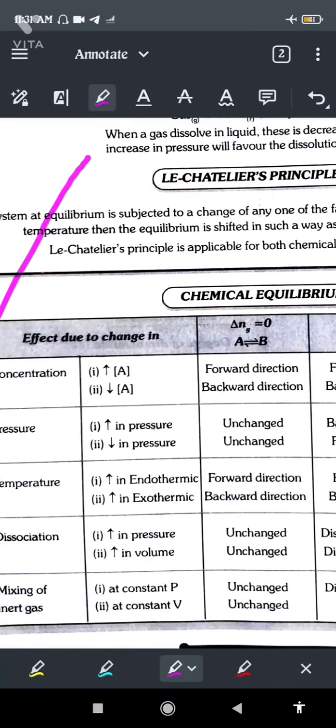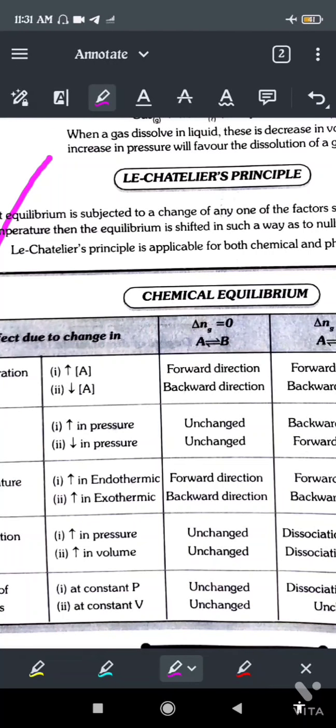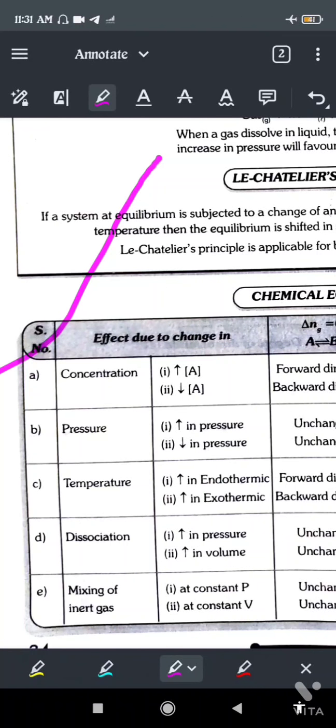If the temperature is increasing in an endothermic process and del n is 0, then the reaction will go in the forward direction. As the temperature is increasing in an exothermic process, then the reaction will go in the backward direction.